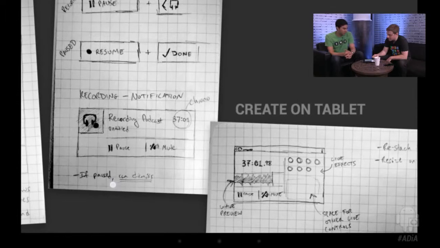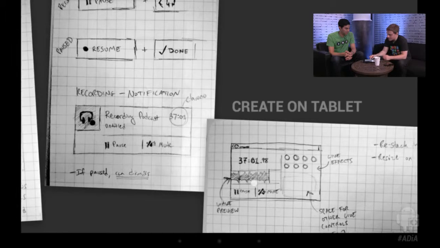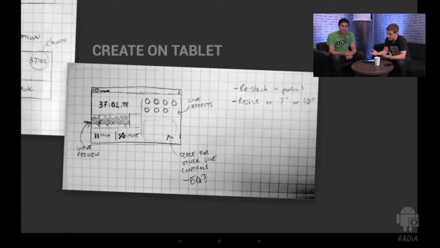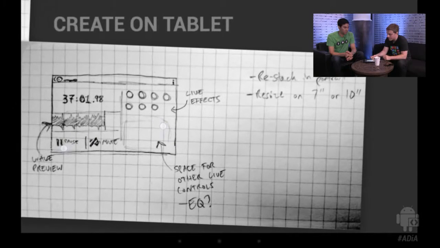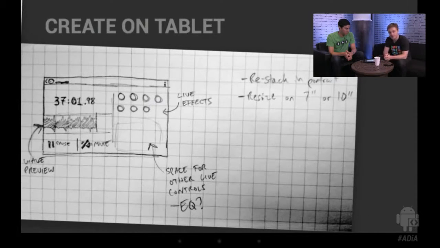Then there's another note here, and it's really important to annotate your sketches to make sure that you take down those brief moments of thought that you have when you're thinking about all these different things. And here's another quick sketch of what we thought things could look like on a tablet, where things are slightly bigger, the time display is slightly bigger, and things are slightly rearranged. Your two tabs are split out into multiple panes, with the live effects on the right and the recording stuff on the left.